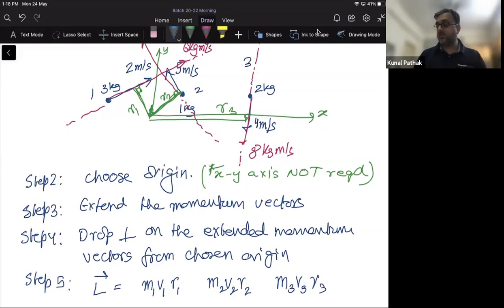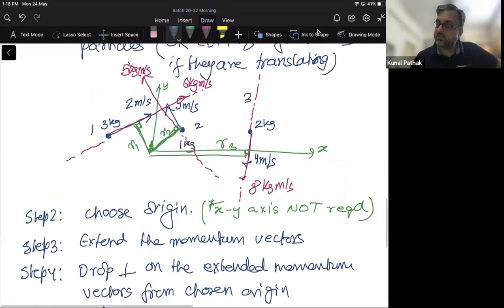Now you will see that I have not put any signs, plus minus. So for that, we do the exact same thing as torque. So put the pen on the head. Put the pen on the head of the momentum vector. Sort of turn it towards the origin.